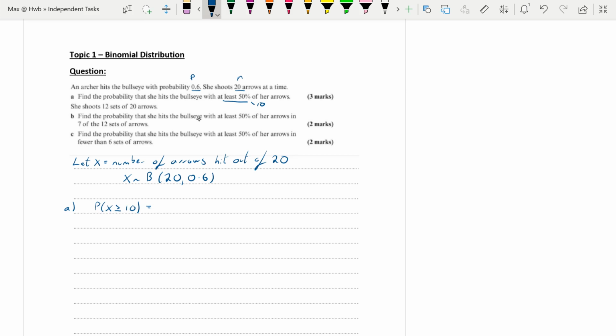I can't do this straight away in my calculator because it's cumulative and it needs to be less than or equal to. So it's going to be 1 minus, because it's greater than, the probability of being less than or equal to 9 in this case. From here, I'm going to go to my calculator. If I type this in my calculator with my distribution, I get 0.1275. Remember, we work with 4 decimal places. That's going to give me 0.8725 as my final answer.